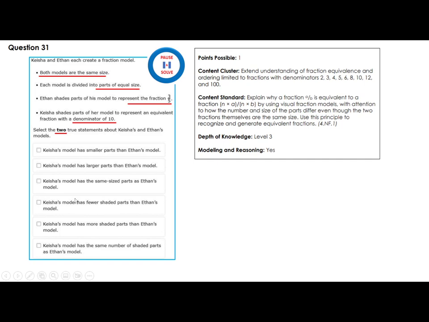Okay? So let's see. Solution. 3 over 5 is equal to 6 over 10, right? Okay, so Kaisha did 6 over 10. Now, you can make a small sketch.